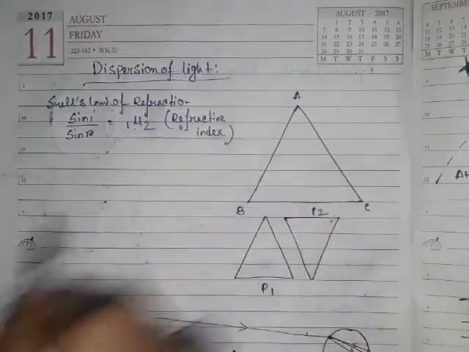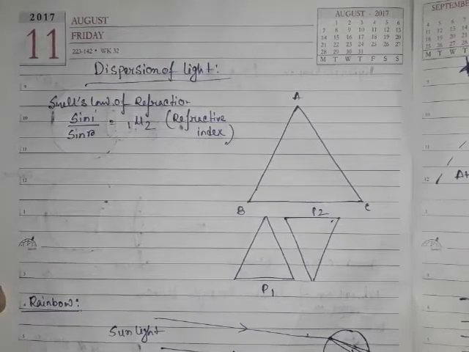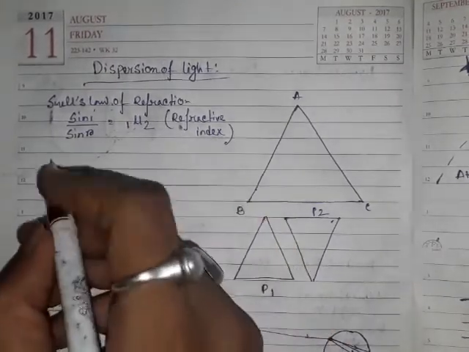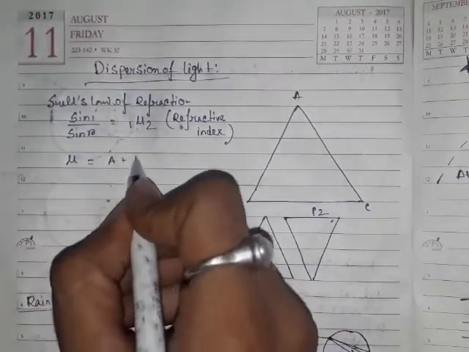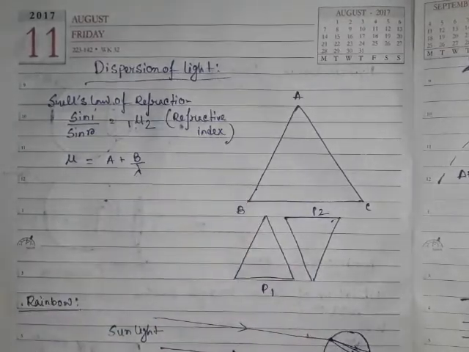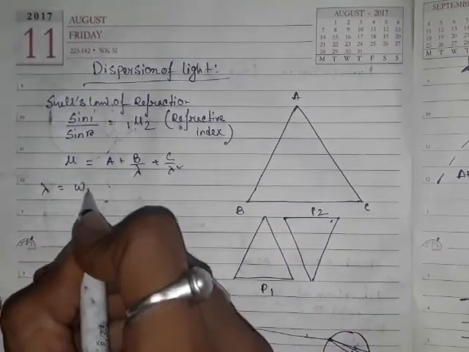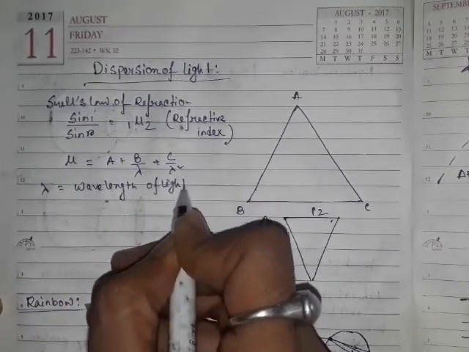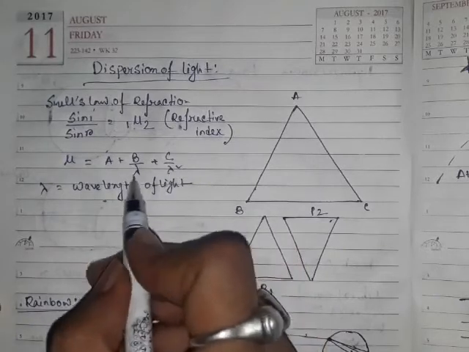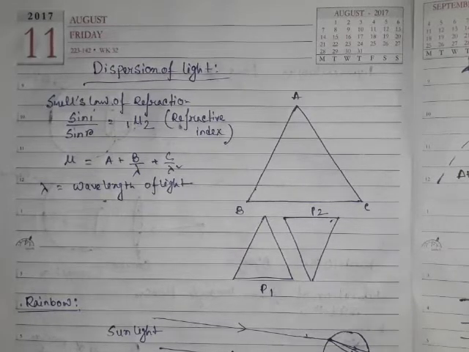But now I am going to tell you something: this is not a constant term, rather it depends on the wavelength of light, okay. So this mu is not a constant, rather it depends on the wavelength of light, like a formula A plus B by lambda plus C by lambda square, where lambda is the wavelength of light used. So you can expect, if the wavelength of light differs, the refractive index of the medium also changes.